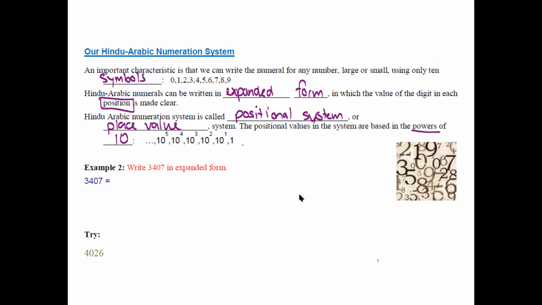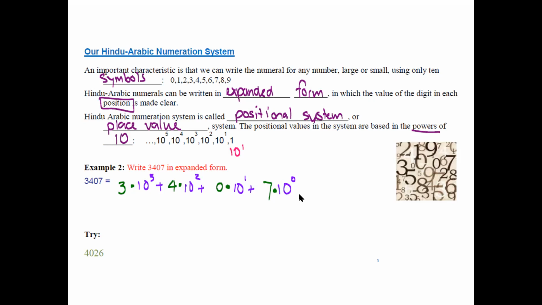So let's take a look at example 2. How would you rewrite 3,407 in expanded form? Keep in mind that there are 3,000, so 3 times 10 to the 3rd power, because 10 to the 3rd power is 1,000, plus 4 is in the hundreds, so 4 times 10 to the 2nd power. 0 is in the tens, so 0 times 10 to the 1st power. And then 7 is in the ones, so 7 times 10 to the 0 power.